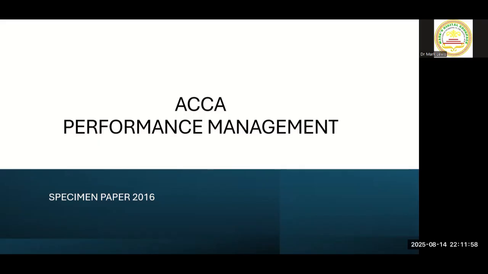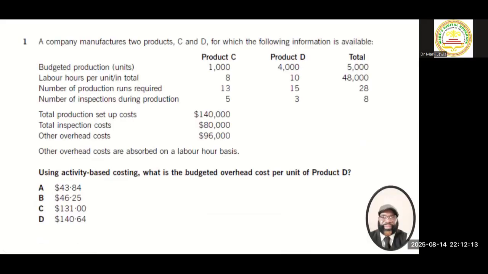Welcome to this session where we'll be looking at question 1 from the ACCA Performance Management Specimen Paper 2016. The question deals with activity-based costing, and we were asked to determine the budgeted overhead cost per unit of product D. We're given two products, C and D, but the question focused specifically on D. Before we get into the answers, let's have a look at the information that was presented to us in the question.